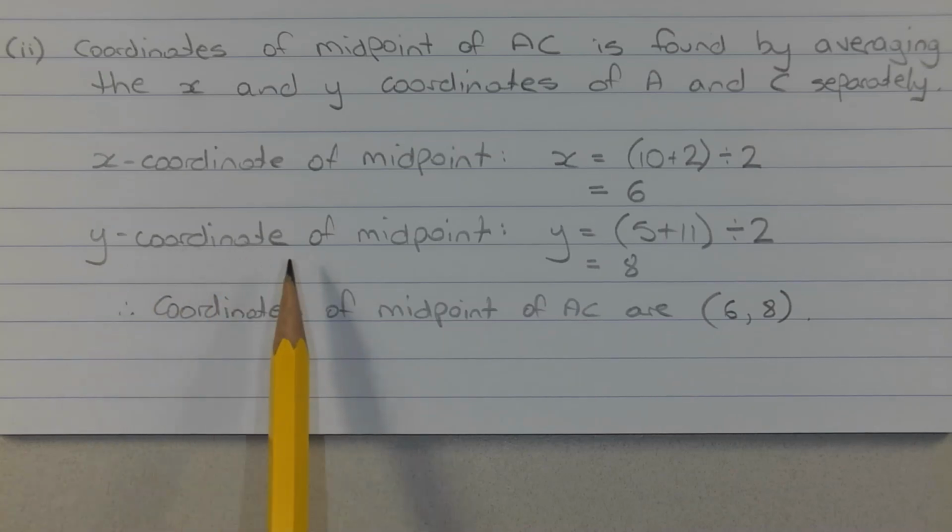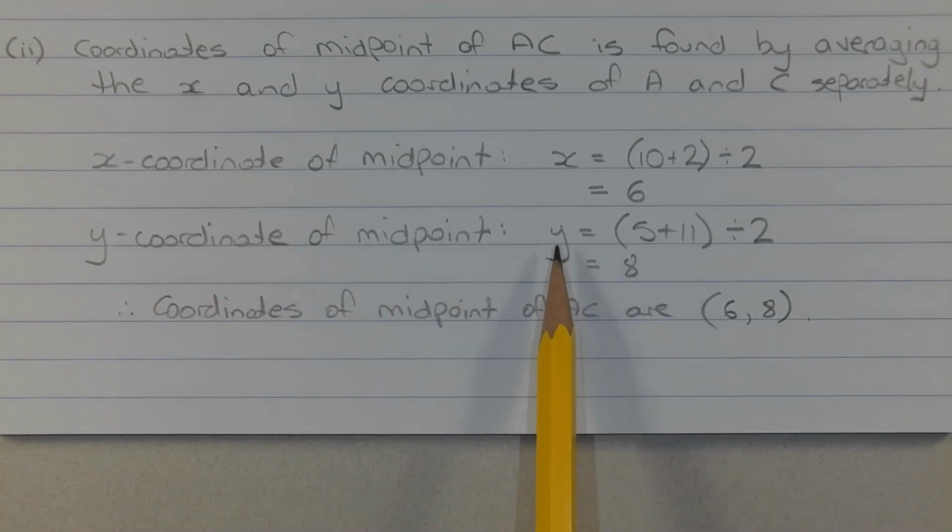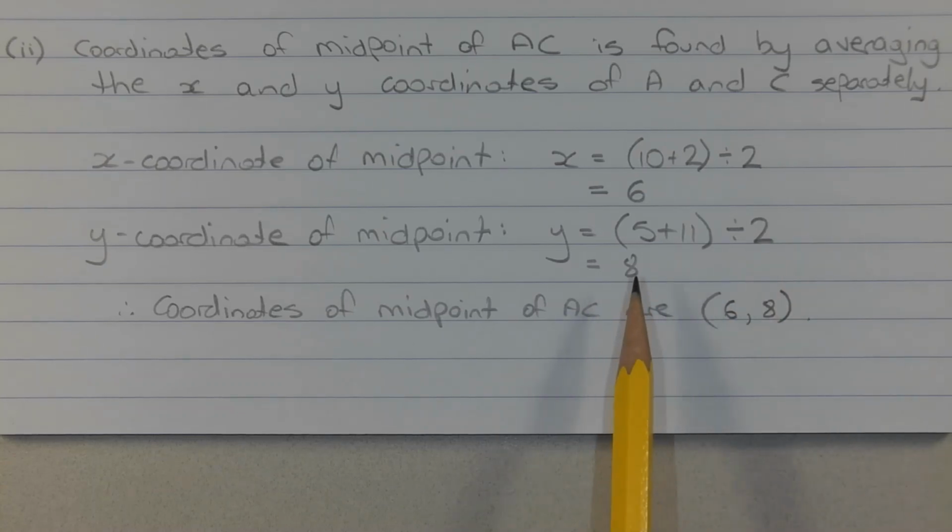And the y coordinate of the midpoint of AC is found by y equals (5 plus 11) divided by 2, which gives us 8. So that's the average of the y coordinates 5 and 11. Putting that together, we get the coordinates of the midpoint of AC are (6, 8).